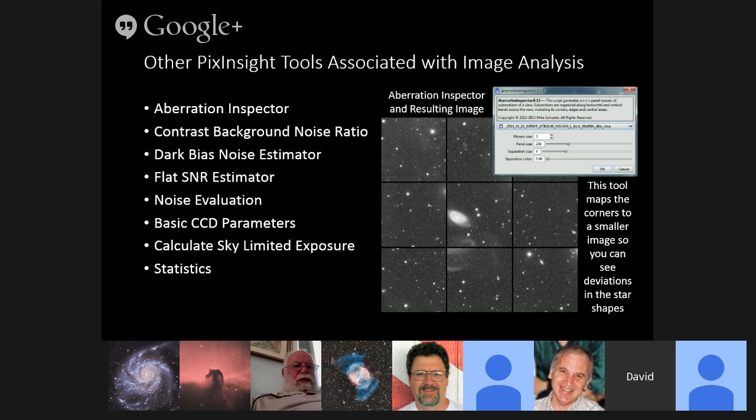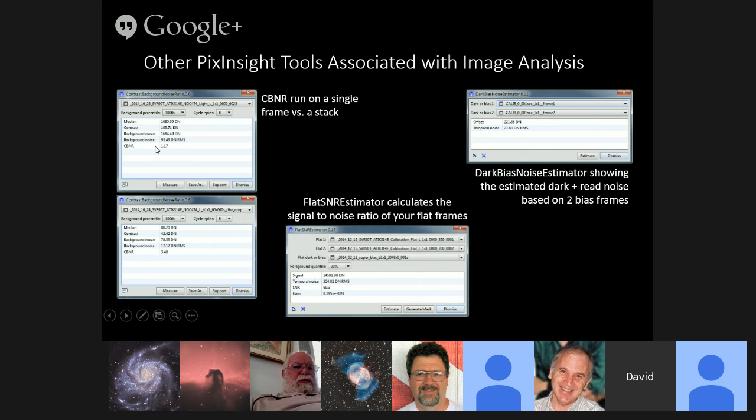The next few are what I consider kind of parts of the subframe selector stuff, kind of separated out. So like the contrast background noise ratio, this is a different way of measuring signal to noise, which focuses more on the target signal to noise rather than pixel signal to noise. So the numbers tend to be a little bit lower overall. Here you can see I've run it on a single subframe at top and a stack in the bottom. So you can see the contrast background noise ratio is 1.7 for the lower one and 3.48 for the stack, showing a clear difference in signal to noise ratio.